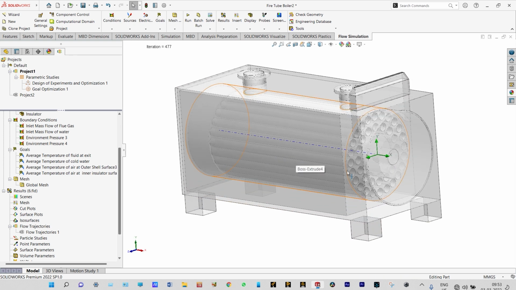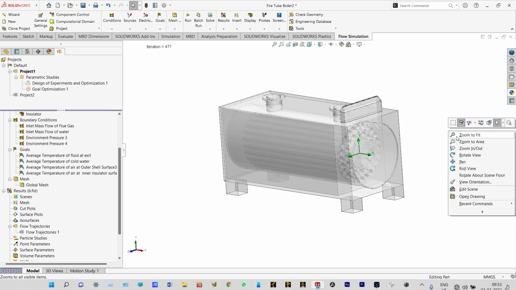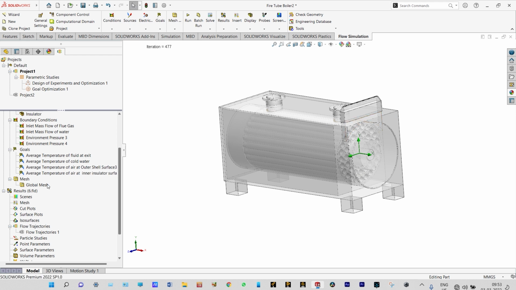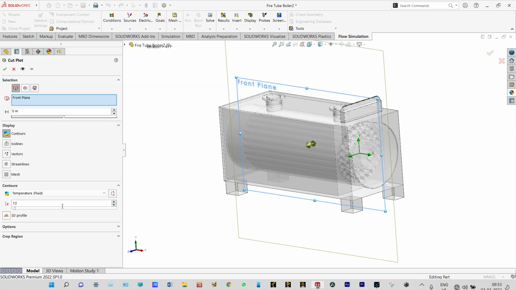The model is completely transparent. Now we can see the dynamics of flow particles and also different cut plots of pressure and temperature through different planes, right? First of all, we want to see cut plots of pressure distribution from front plane. Insert cut plots, and we want to see pressure and temperature distribution. Initially, we'll see temperature of fluid through front plane. Let us view it.